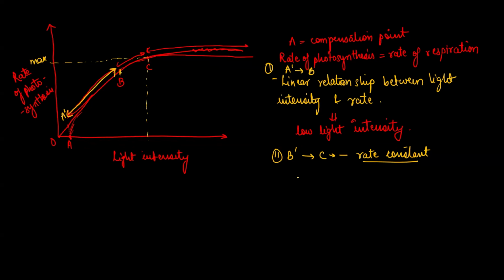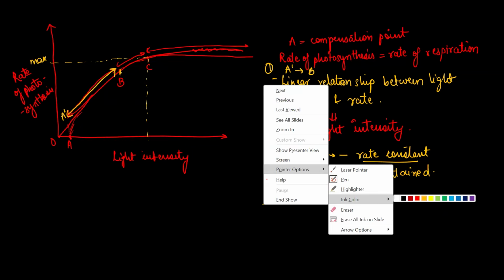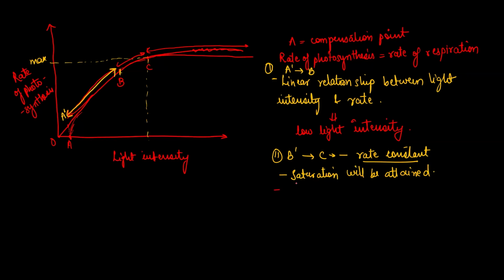So in this, what will happen? Saturation will be attained. Now, even if you increase the intensity of the light, you will not find any increase in the rate of photosynthesis. In this case, light will no longer be a limiting factor. Here, other parameters will become limiting factors.